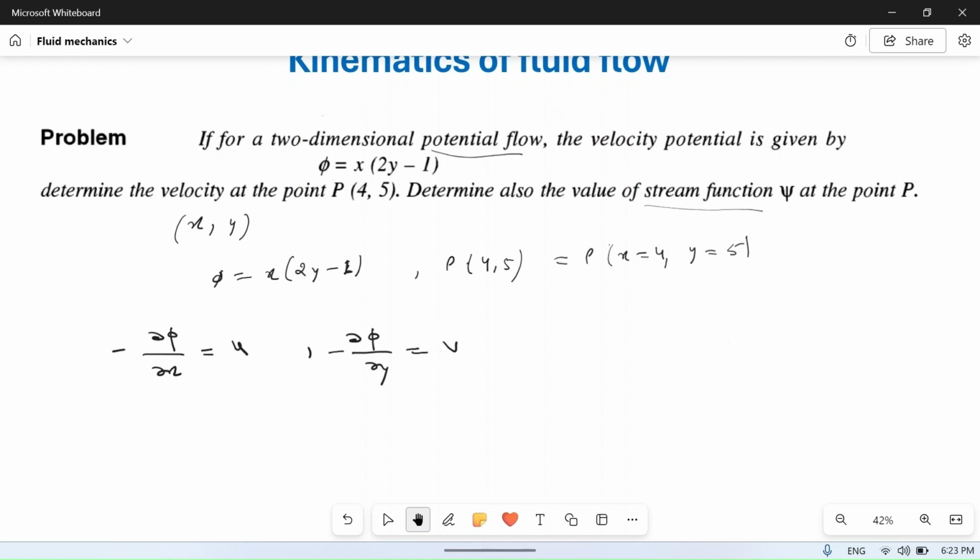From here, u is minus del upon del x of phi, and phi is x into (2y minus 1). We are doing partial differentiation, so y will be considered constant and differentiation is done only with respect to x. So 2y minus 1 is constant, and it becomes minus (2y minus 1) into del x by del x, which is 1, so it becomes 1 minus 2y. This is the value of u.